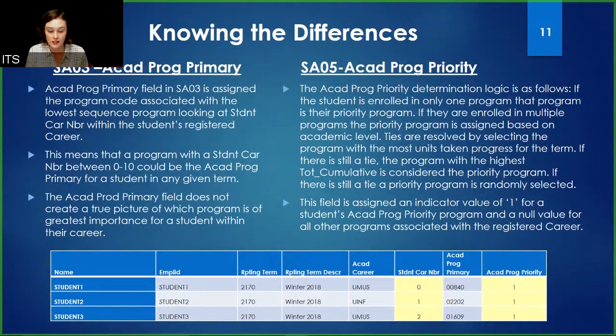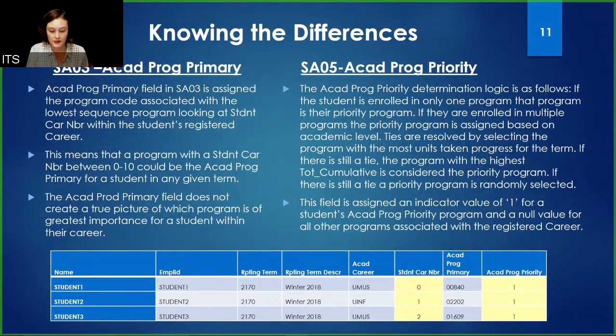If there is a tie still, the program with the highest total cumulative hours completed is considered the priority program. And if there still is a tie, then one is randomly selected, which normally never happens because you've got to go pretty far in to have that happen.